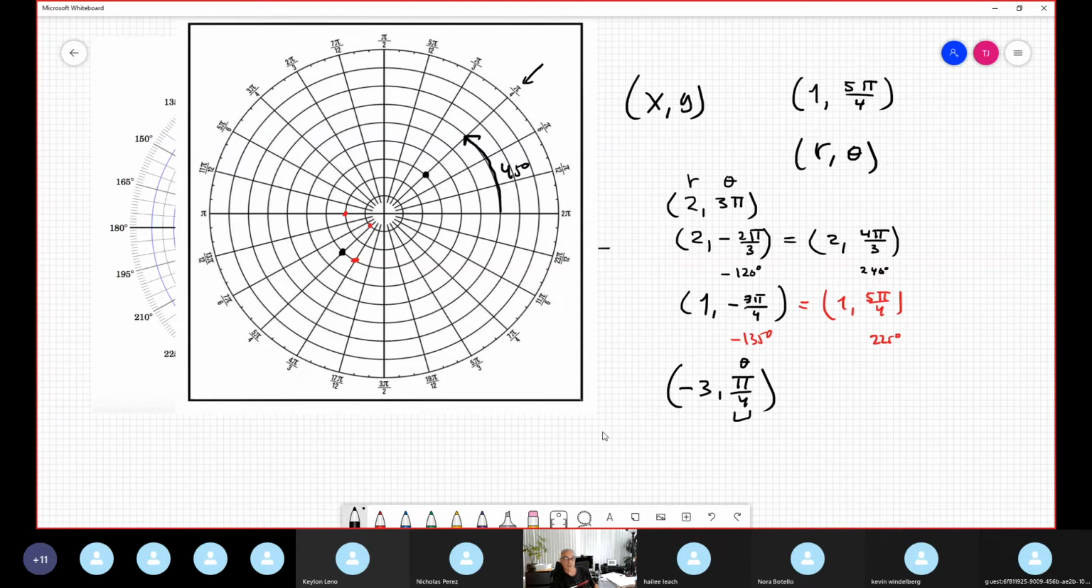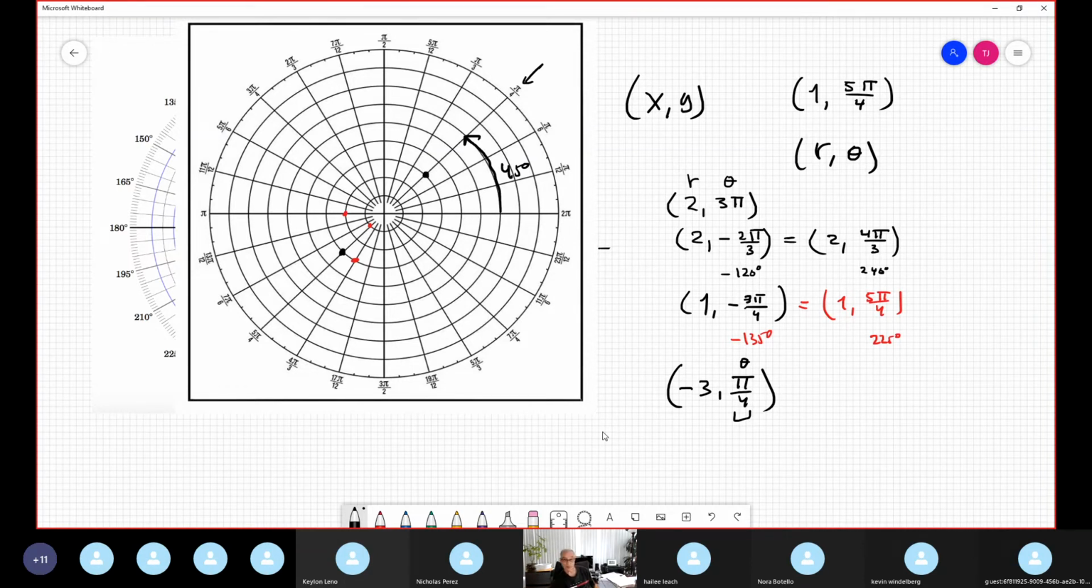So we have different possibilities. Radial positive, theta positive. Radial positive, theta negative. Radial negative, theta positive. Both negative. It's crazy. Okay? One more and that's it.